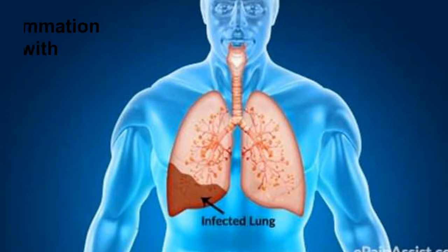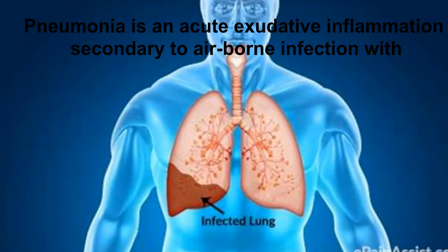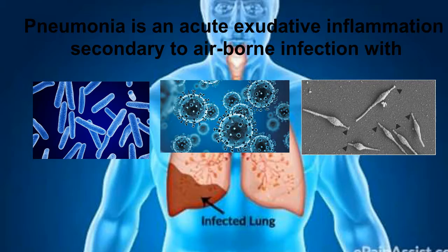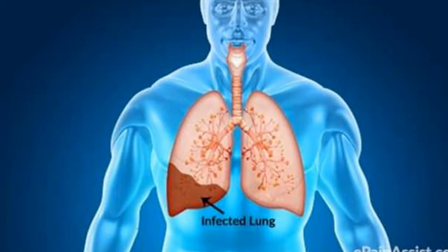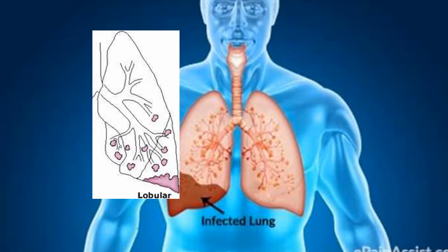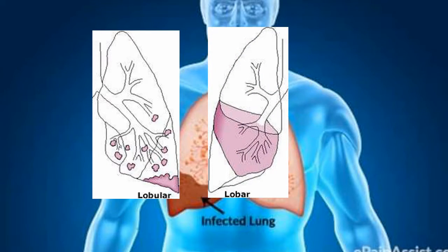Pneumonia is an acute exudative inflammation secondary to airborne infection with bacteria, viruses, or mycoplasma. Depending on the extent of the lesion, pneumonia can be lobular, where a lobe segment is affected. Second, lobar pneumonia, where an entire lobe is affected.